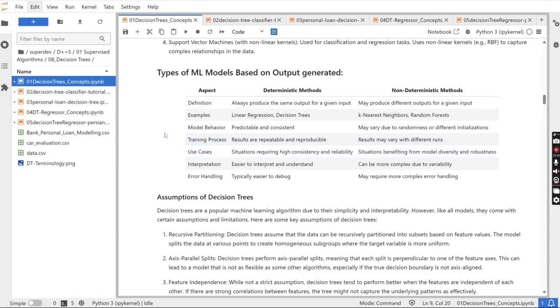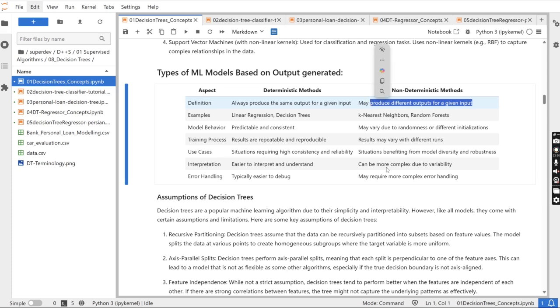So previously we saw how models can be classified into two categories, parametric and non-parametric. There is another way of looking at these ML models: deterministic and non-deterministic. Deterministic means they'll give you the same output every time you run the algorithm. Of course, you have to set the random state for that. And non-deterministic means they may not produce the same result.